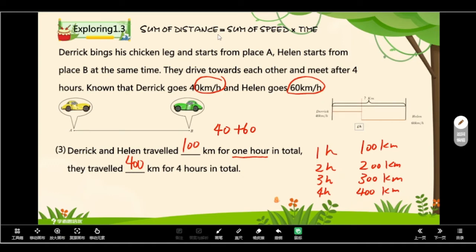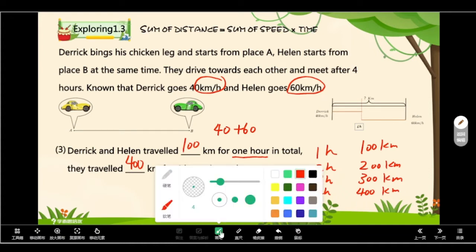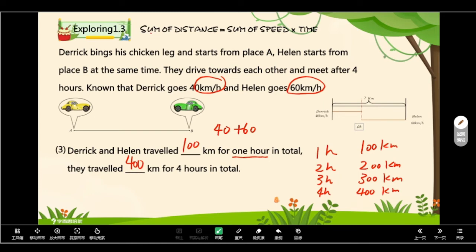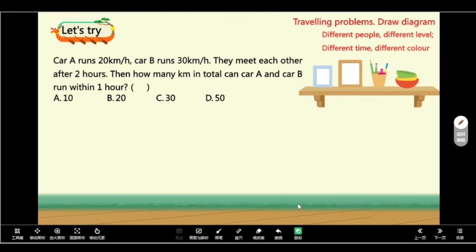Actually, in our midterm problems, it is also the same thinking. The distance is equal to the speed times the time, right? But this time, we need to consider a new concept, that is the sum of distance and the sum of speed. Okay, and I assume that you have understood this, and we'll move on to some multiple choice questions.